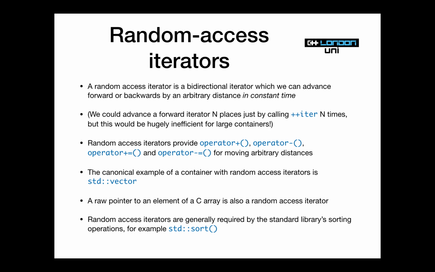So random access iterators are generally required by the standard library's sorting operations. So std::sort, stable_sort, nth_element, shuffle, several more. The sorting operations generally require random access iterators. I believe it's possible to write sort operations which only require forward and bidirectional, but I think they're quite a lot slower. Well, they will be quite a lot slower.